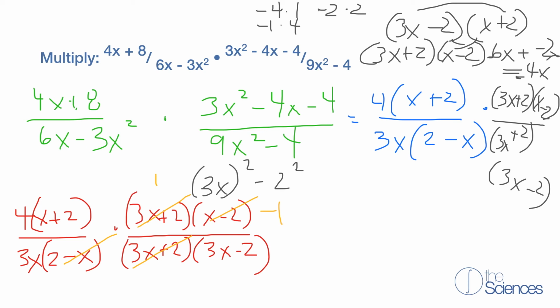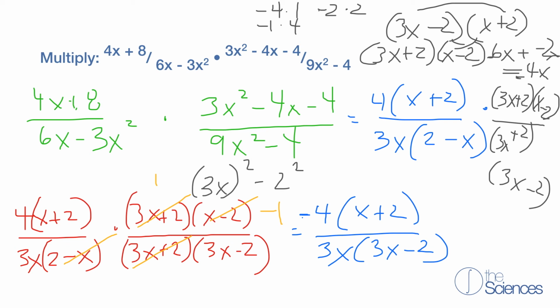We're going to multiply it by a negative 1 so that we could change the direction of the sign. And so now what we're left with is 4 times x plus 2 times 1 times negative 1. So we have negative 4 times x plus 2 over 3x times 3x minus 2. So that's our answer.